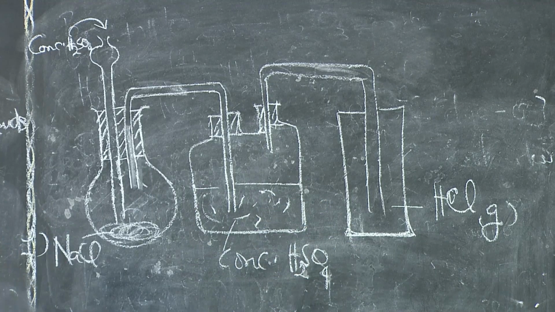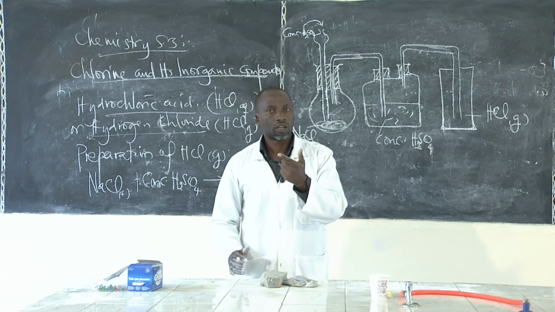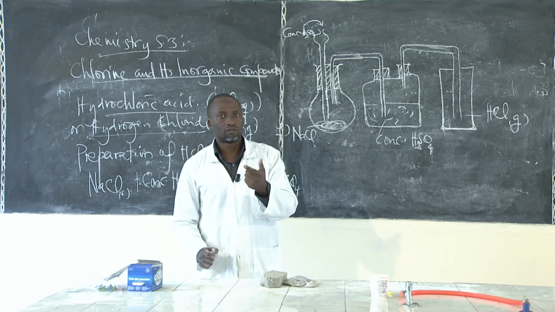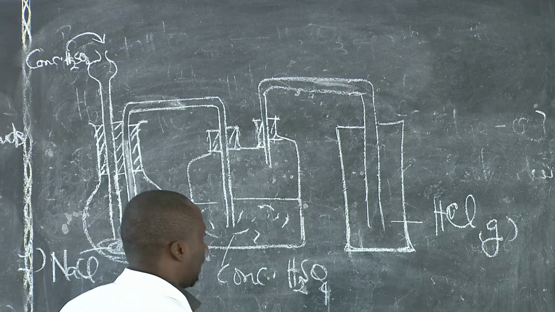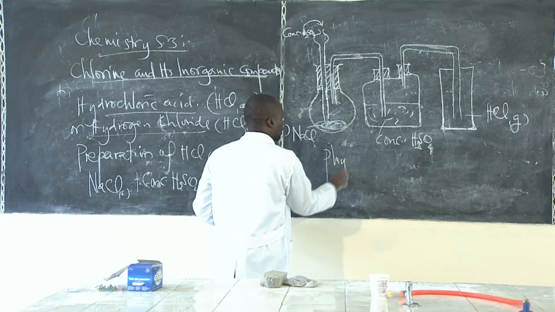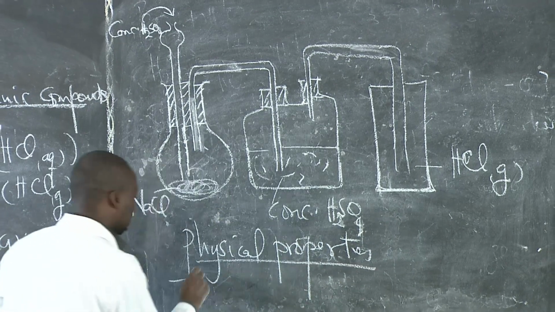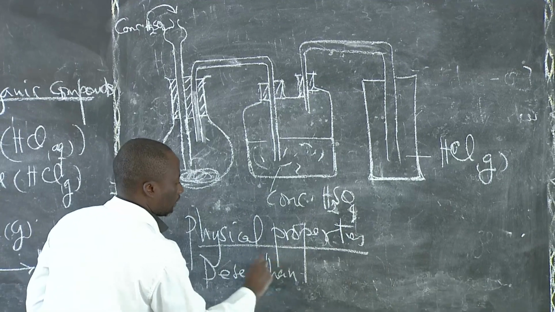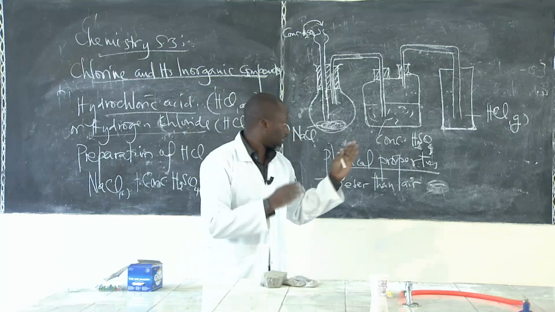And the collection, as I've mentioned, depends on the physical property. The physical property of the gas determines the method of collection. Can you mention some of the methods that we use? Specifically this one? Very good. This one is collected by downward delivery, because the gas is denser than air. So that brings us to the physical properties. The gas is denser than air, so that is why it is collected by that method.